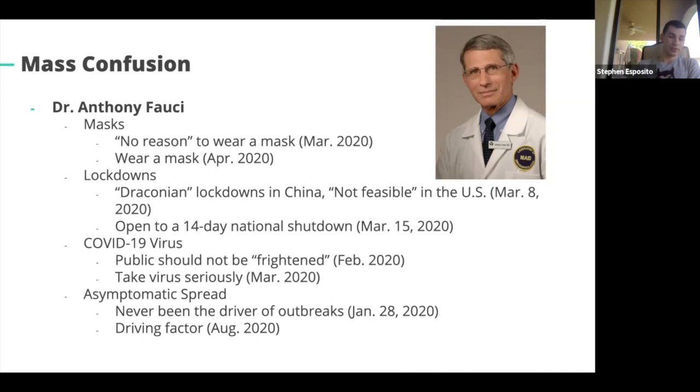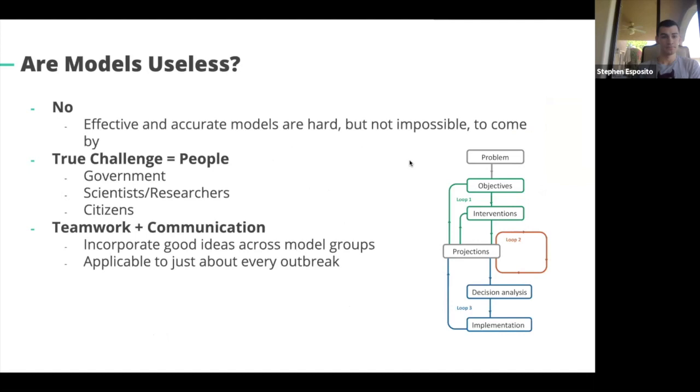And then the virus itself, the public should not be frightened. It was referred to as a mild flu, or maybe a little more serious flu, but a flu nonetheless. And then a month later, he says take the virus very seriously. And then the asymptomatic spread. In January, he said it was never the driver of any previous outbreaks. And then in August, he calls it the driving factor and the thing to be most aware of. Next slide.